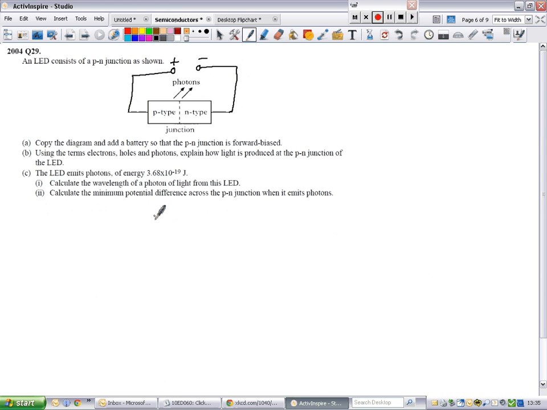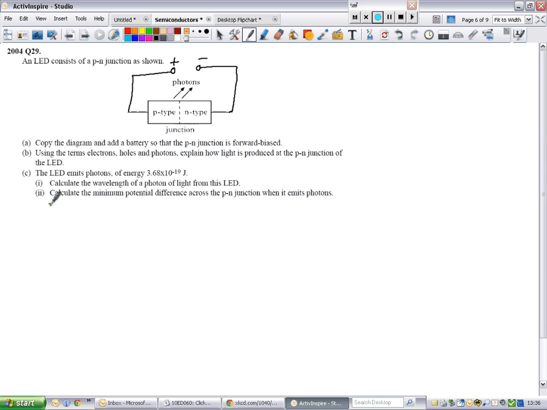So that's what you would draw for that, and that would get you the marks. Using the terms electrons, holes and photons, explain how light is produced at the PN junction of an LED. Very common question, as you can see. Electrons and holes combine at the junction to produce a photon, which we see as light. It's the same answer as the previous one. So it's all about electrons and holes combining to release energy in the form of a photon.